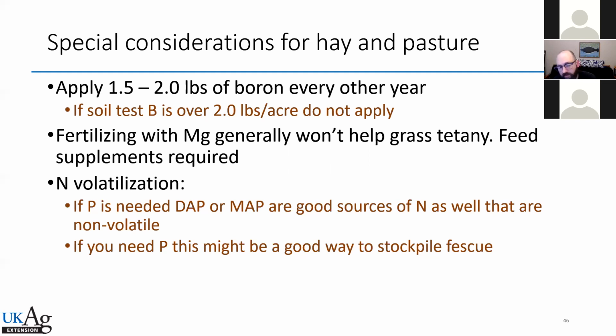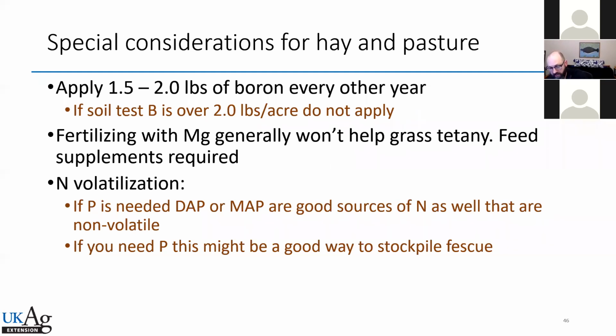I said this before, fertilizing with magnesium doesn't help with grass tetany. And nitrogen volatilization. Now, this is something that came out of conversations with Jimmy Henning. Dr. Henning says, if you need phosphorus, if your soil test calls for phosphorus, use DAP or MAP in that late summer because they're non-volatile, which is a problem in pasture. When you apply urea on the surface of a pasture, you can't work it in. You get volatilization if the soil temperature is above 45 or 50 degrees Fahrenheit.